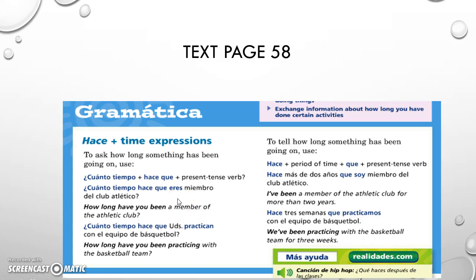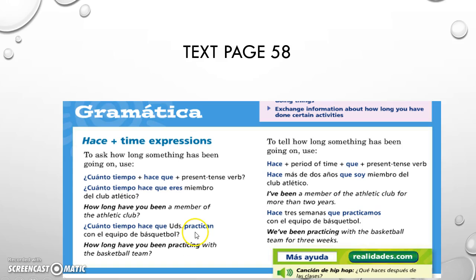If you translate it literally, it says how much time does it make that you are a member of the club. So eres simply means you are. You don't have to think of how to say you have been or you have been practicing, that -ing. We don't know how to do any of that, but you don't need to. It's very simply put, ¿Cuánto tiempo hace que tú or ustedes practican or tú practicas? How long have you been practicing?